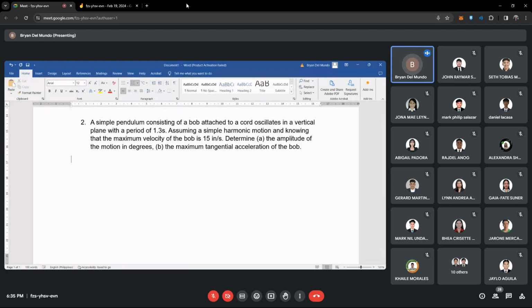Okay, so when we say bob, sa Tagalog ito yung hulog. So yung ginagamit natin sa construction para sigurado nating pantay yung ating gawa dito. So let's say papatas ka ng hollow blocks. So it is to make sure na pantay yung pagkakapatas niya.